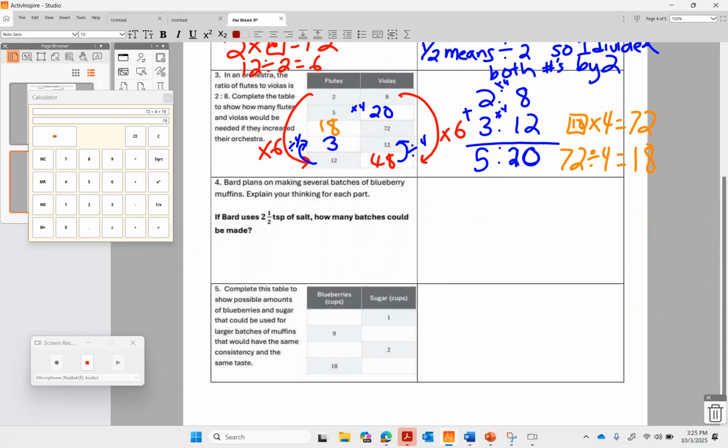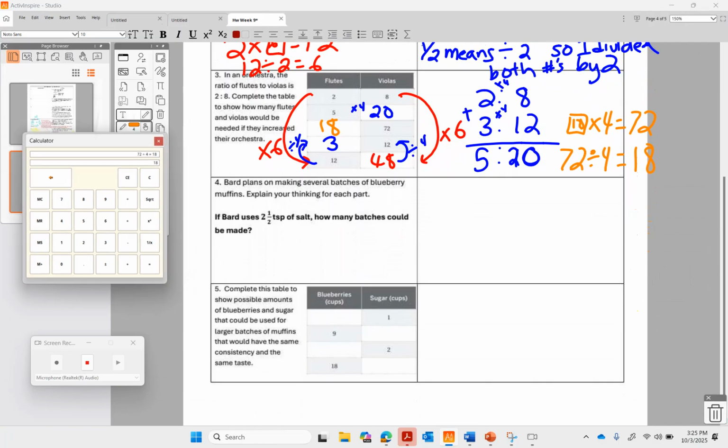Complete this table to show the possible amounts of blueberries and sugar that could be used for larger batches. Well, this might go with number 4 somewhere, but this is blueberries and sugar. I don't have a recipe. That's a problem. Okay, we might have to come back to these. So let's go over here. Maybe the recipe is on the next page. Let's see.